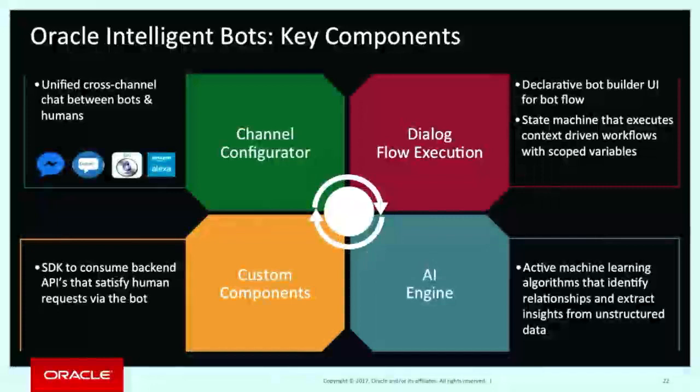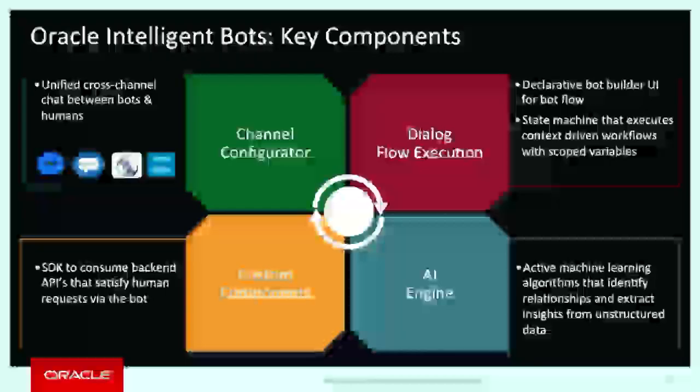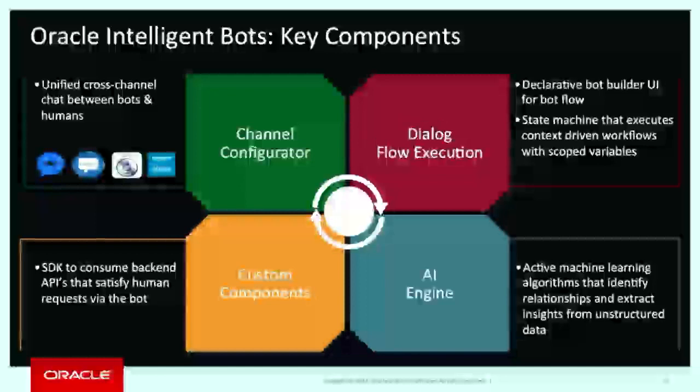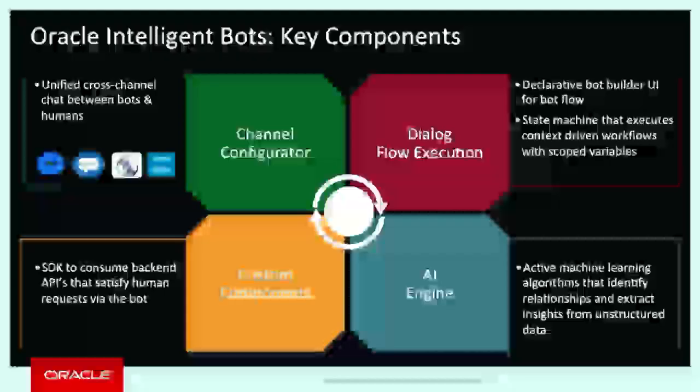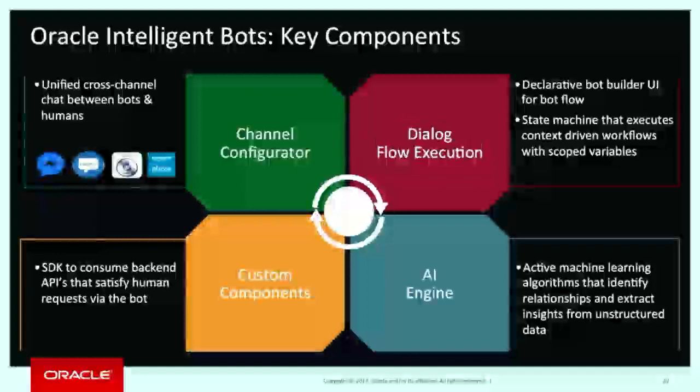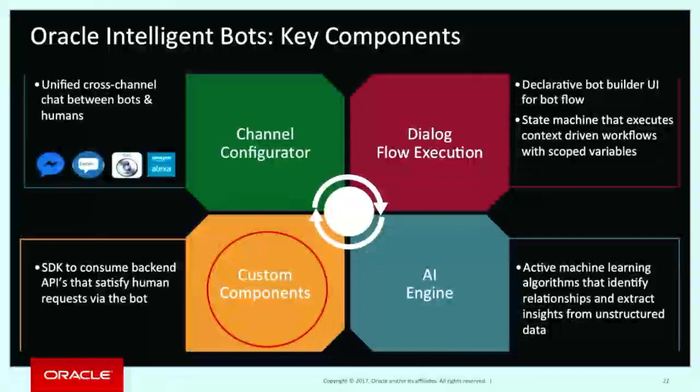Then there is the dialogue flow execution. This is what puts the conversation into a runnable experience. We have the artificial intelligence engine, which really is what takes the meaning out of the sentence. And then we do have custom components. Custom components play a key role within the Oracle Intelligent Bot platform.